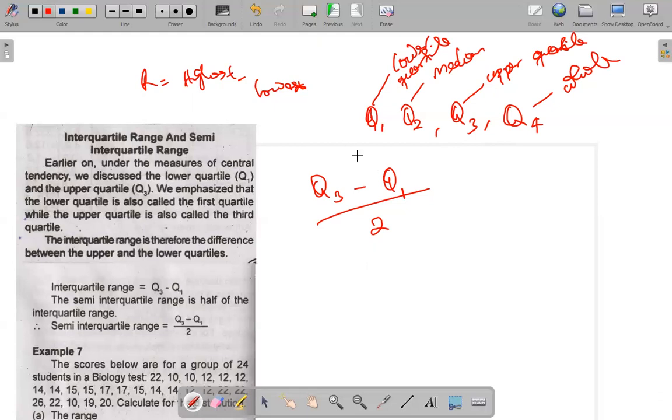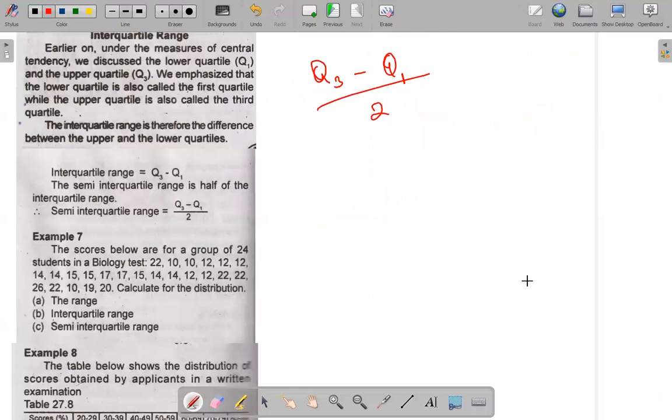Now, how do we find that from a given data? Example 7, discussed below: for a group of 24 students in a biology test, calculate for the distribution the range, the interquartile range, and the semi-interquartile range. For an ungrouped data like this, we need to arrange the data in order of size, either ascending or descending. In this case, I'm going to arrange the data in ascending order, from the least to the highest.